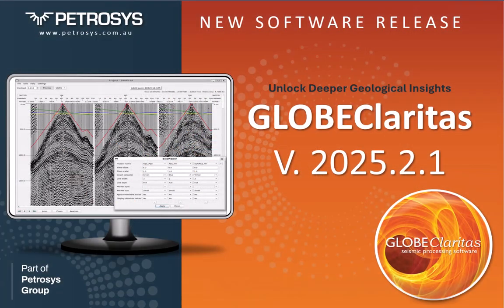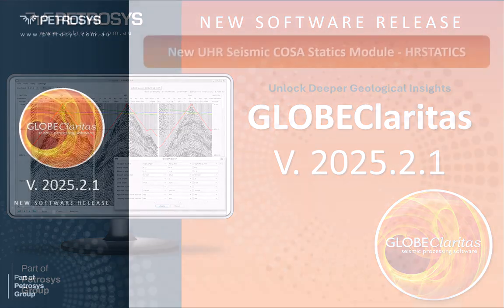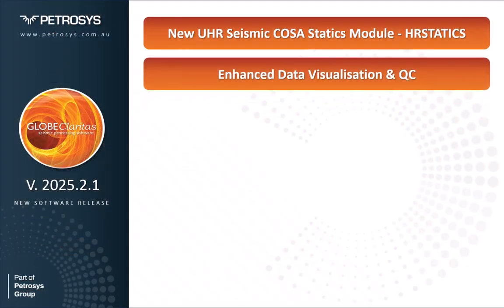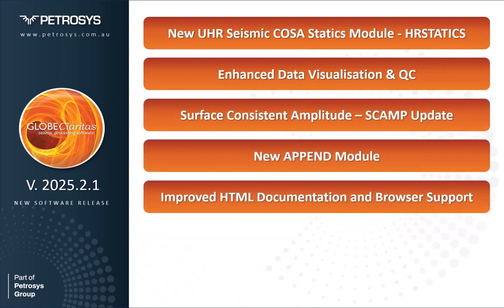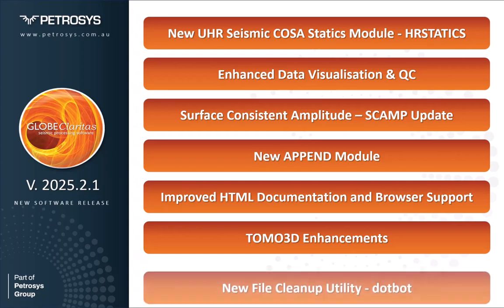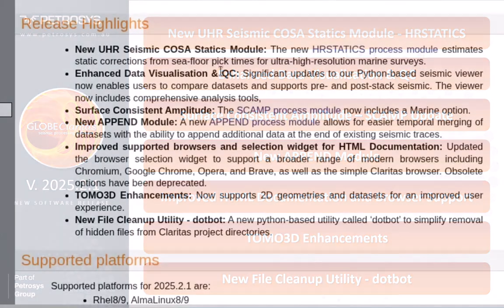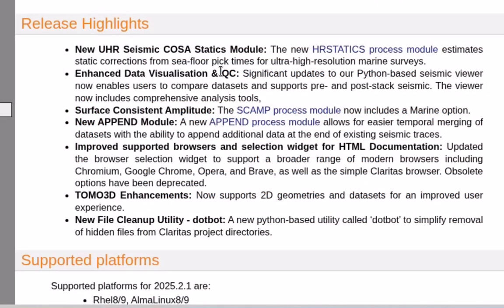Hello and welcome to this What's New in the GLOBEClaritas release 2025-2-1, which came out at the end of July, beginning of August 2025. So we have a number of new features and functionality in this version of the software. We have a new UHR Seismic statics module for correcting for variations in the cable toe depths and the source toe depths. This module is called HR Statics, which I'll show you some of the module and some results from that processing on a UHR line.